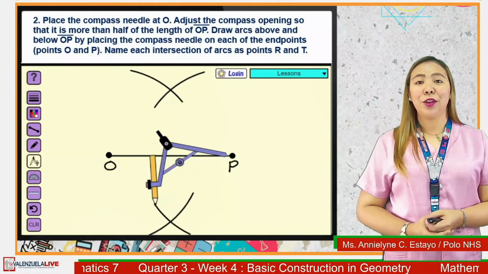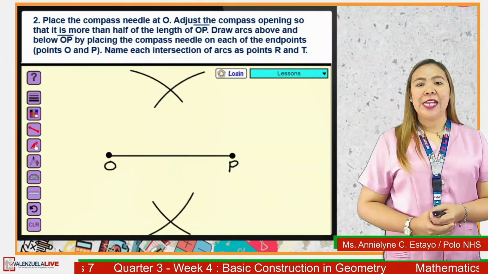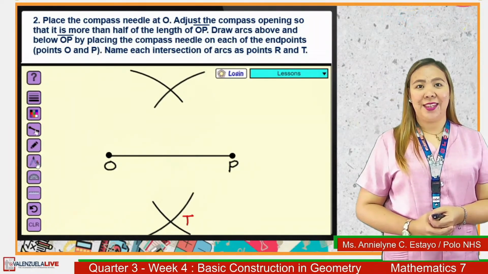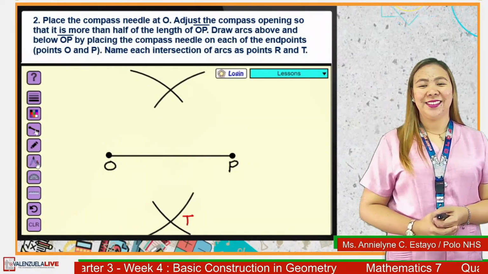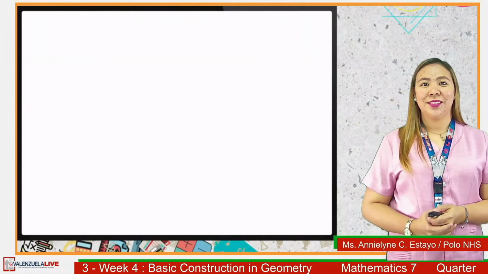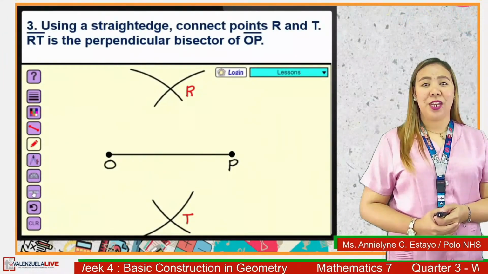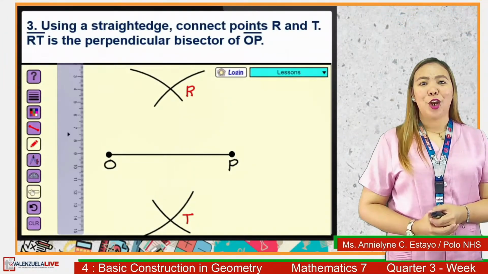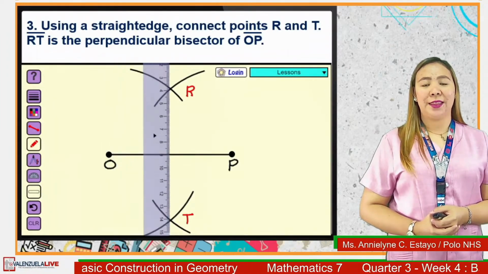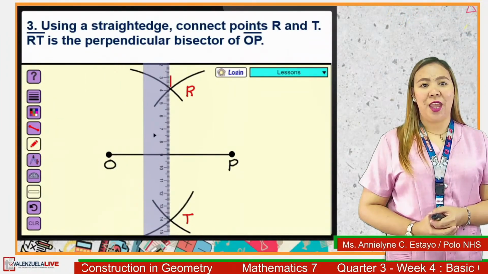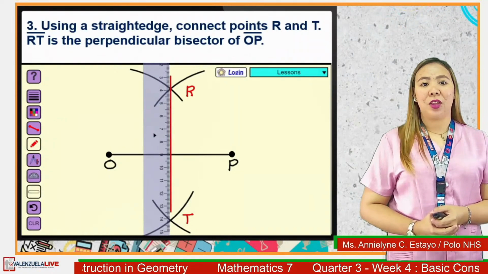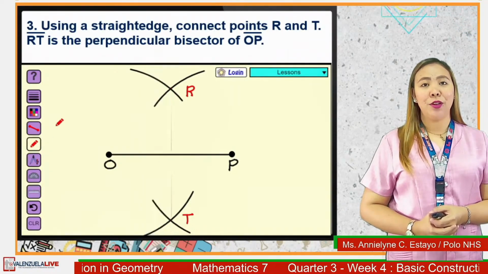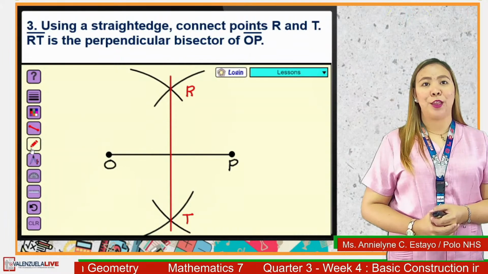Name each intersection of arcs as points R and T. Step 3. Connect points R and T using a straight edge. Segment RT is the perpendicular bisector of segment OP.